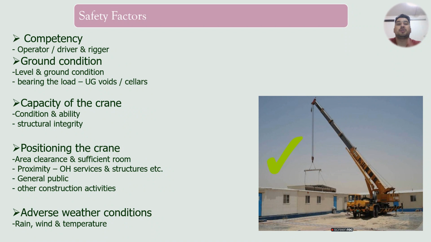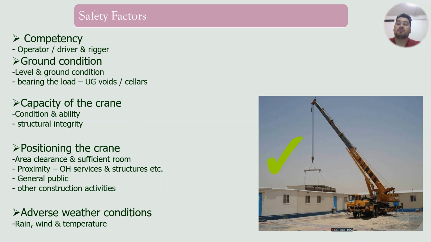After that, you have to check for the general public. The area where you're going to start the lifting operation, is that area properly barricaded or not? Unauthorized people should be kept away from that area. If you are going to use the crane near roads, traffic should be diverted also, and requirements related to road safety should be properly put in place. Other construction activities, if they are going on, also need to be considered.